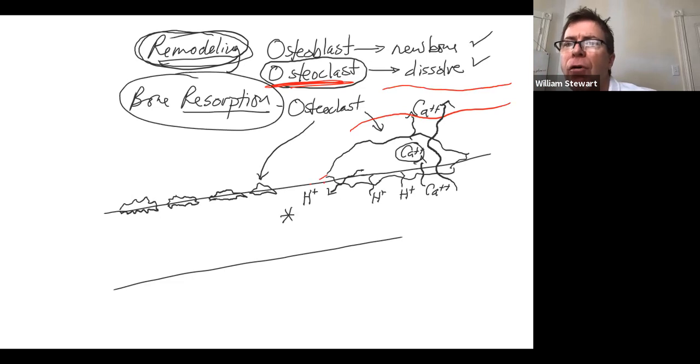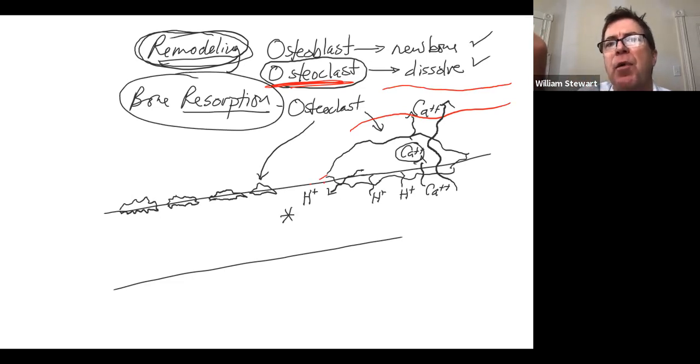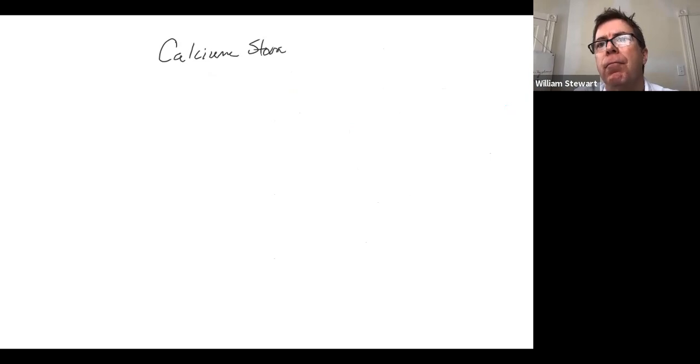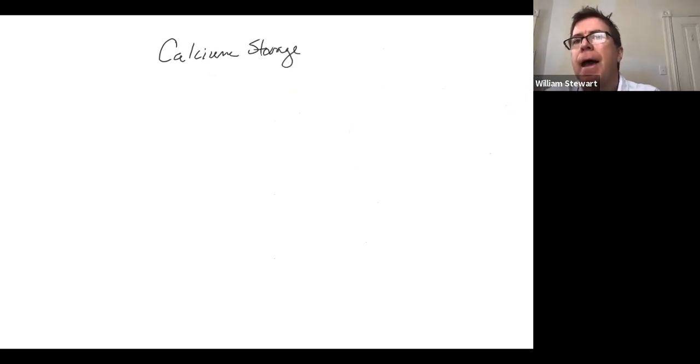Now, the control of this remodeling process is largely based on how much calcium we need in the blood. So I'm going to talk about that next. I'm just going to write calcium storage and remodeling control.